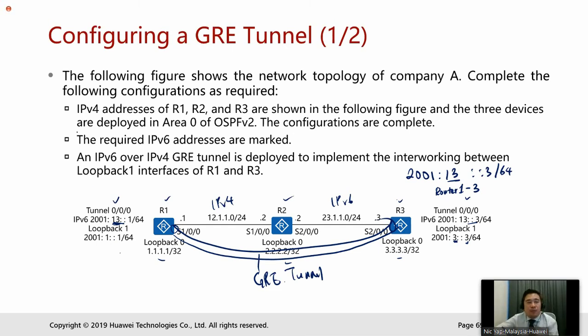There is a diagram of what we're going to define on the IPv6, as well as the GRE tunnels, and how they're going to communicate using V6 over the V4 tunnel before I reach router 3. The IP addresses of R1, R2, R3 are shown in the figures, and the 3 devices are deployed in area 0. OSPFv2 configuration is complete, so all the OSPF IPv4 is already configured. The required IPv6 addresses are marked, and you need to define them. A V6 over V4 GRE tunnel is deployed to implement the interworking between the loopback 1 interface of R1 going to R3, by sending V6 over V4 tunnels.